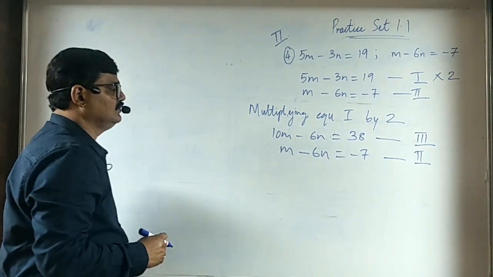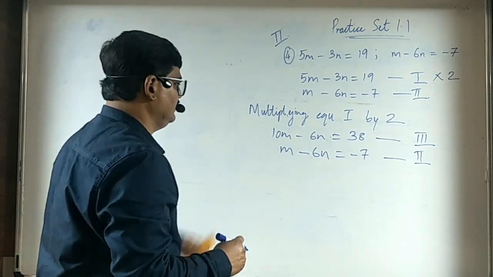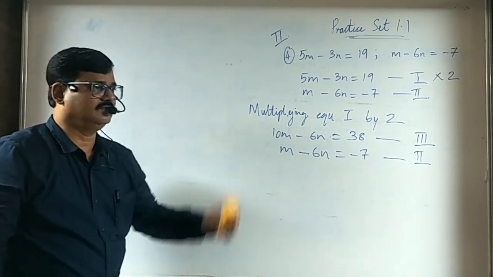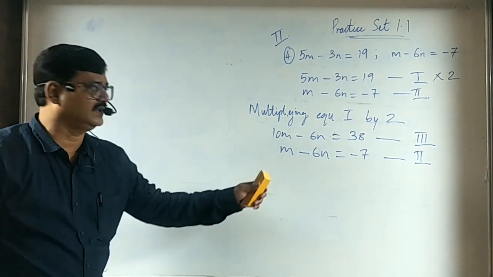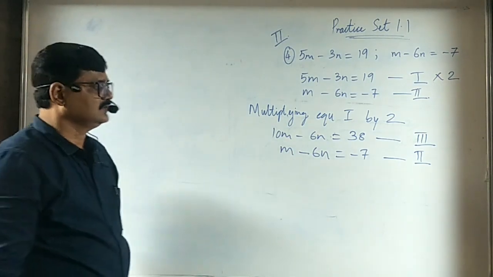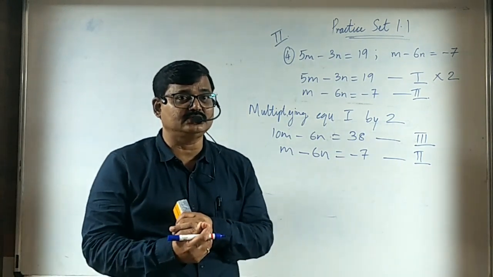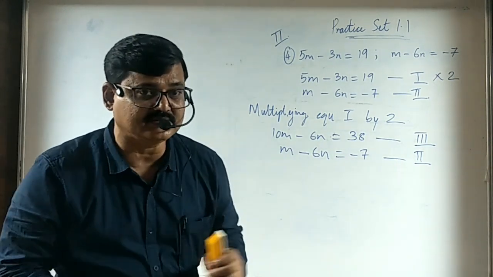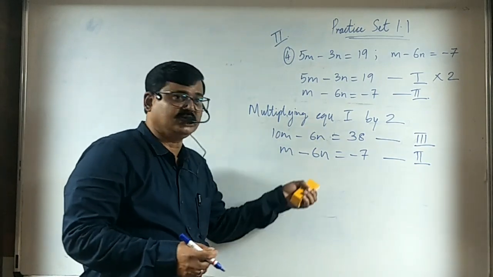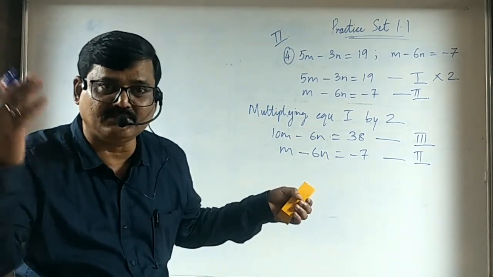Now let's check this. We have equalized the n variable, and you can see the 6 and 6. I told you the next step is addition and subtraction. And I told you last time how to do addition and subtraction: you have to check the sign. Now here you can see the sign of the 6 and 6 is minus, minus.